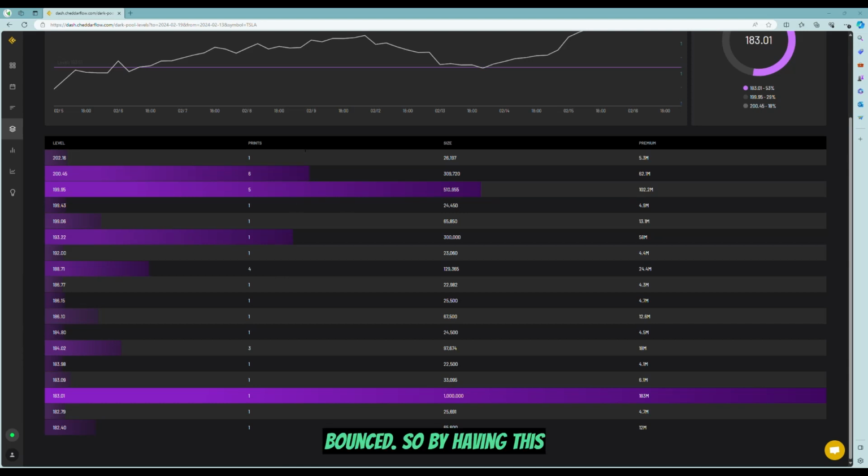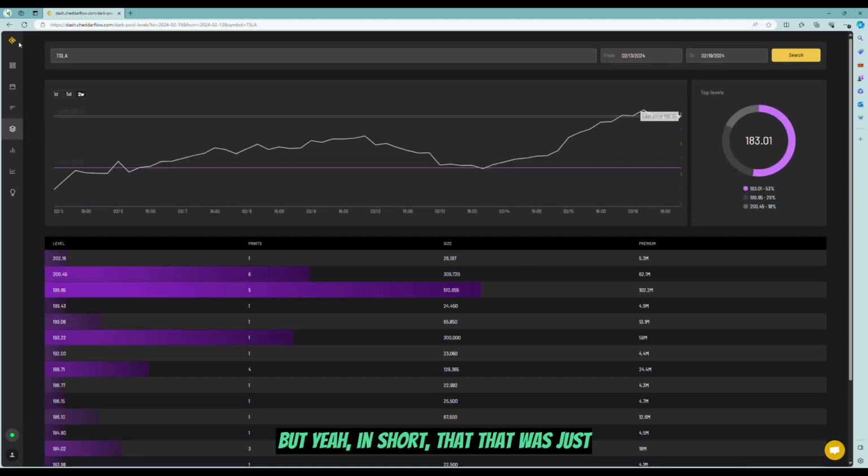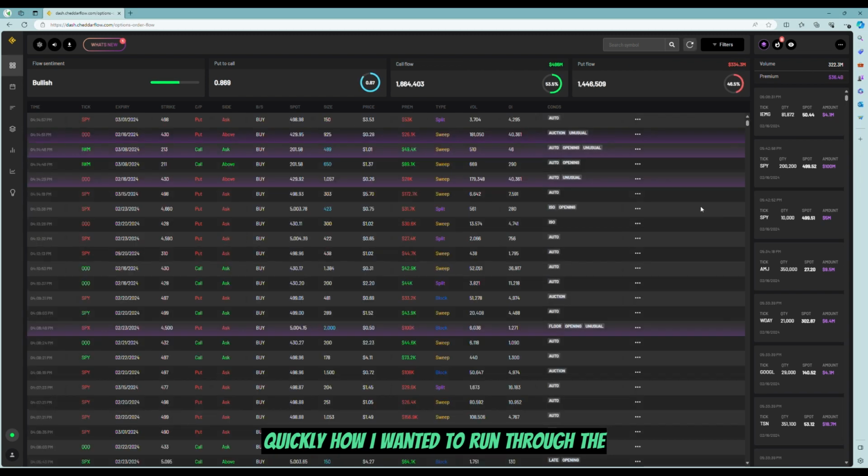So by having this additional information and looking at it through a lens that I don't think many people do, and how they can translate that onto the methods that we're using here, to me it's just an awesome slam dunk home run type of way to get, I guess you could say, early access to information. So, in short, that was just quickly how I wanted to run through the dark pool and options flow.